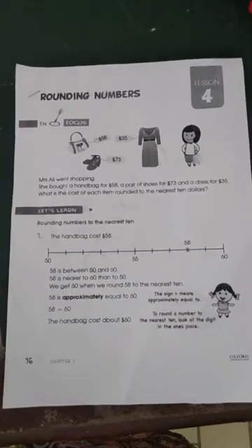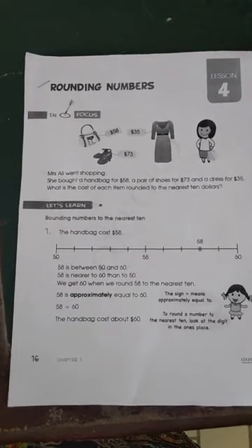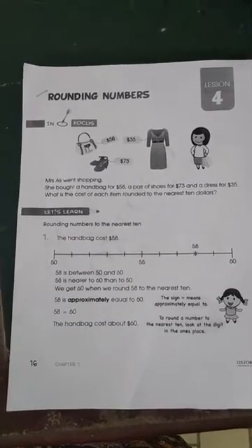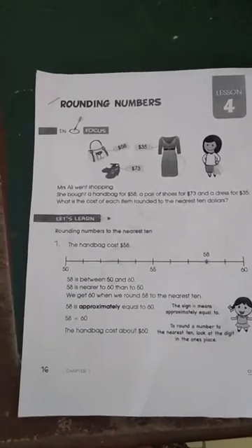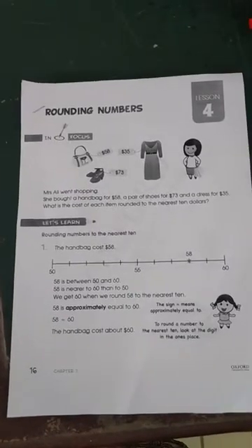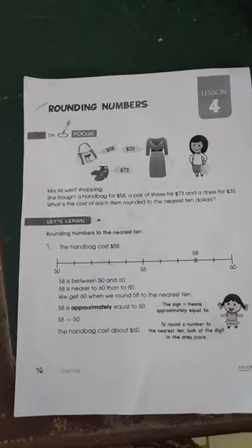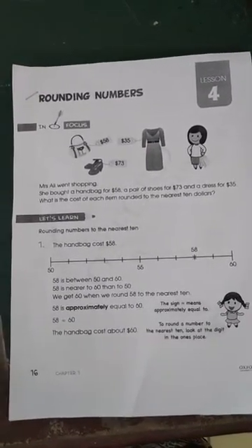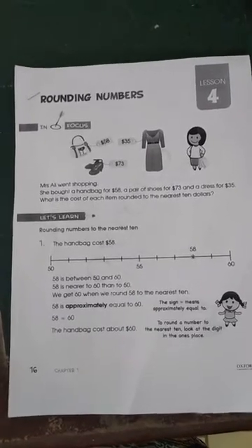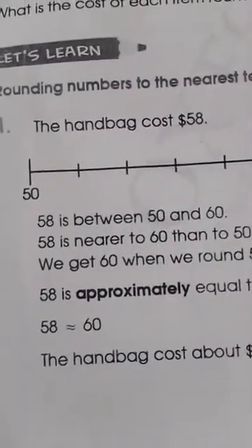So rounding number to the nearest 10, the handbag cost is $58. So here you can see the number line. In the number line, the large bar shows the tens number and the small bar shows the ones number. Now 58 is between 50 and 60. 58 is nearer to 60 than 50. We get 60 when we round 58 to the nearest 10. 58 is approximately equal to 60.